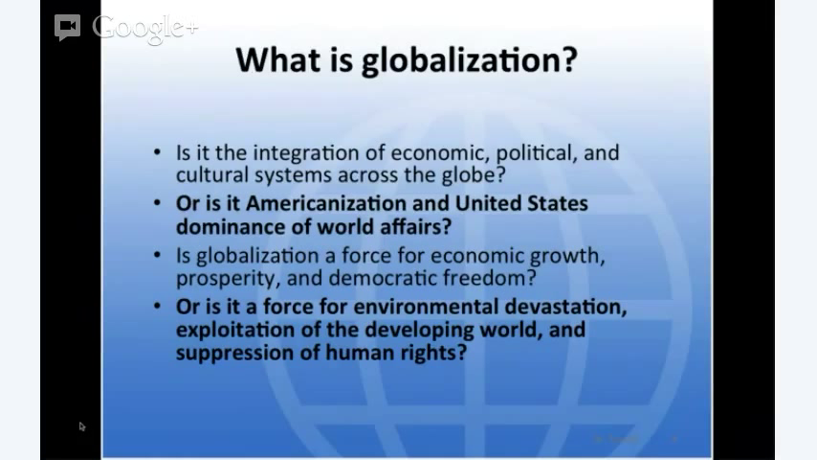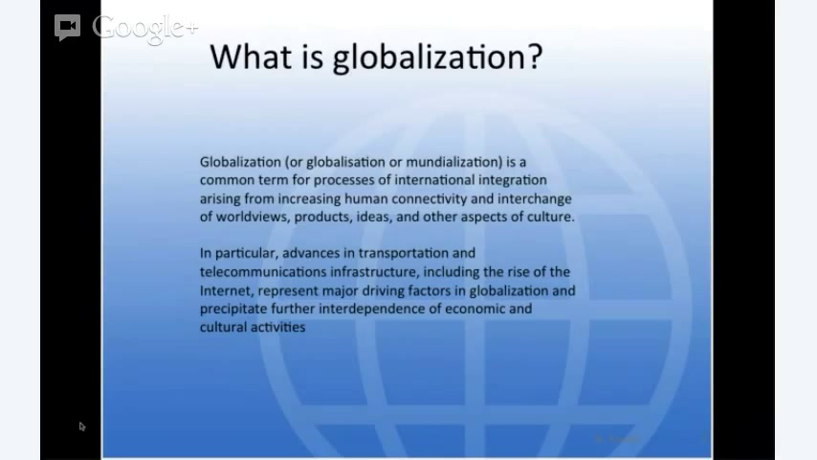So from this little perspective, you understand that when you ask, is globalization good or bad, the answer is it depends, because there are different perspectives on it. So what is globalization? There are numerous perspectives and studies that have evolved in at least the past 15 years in the study of this old and new phenomenon.